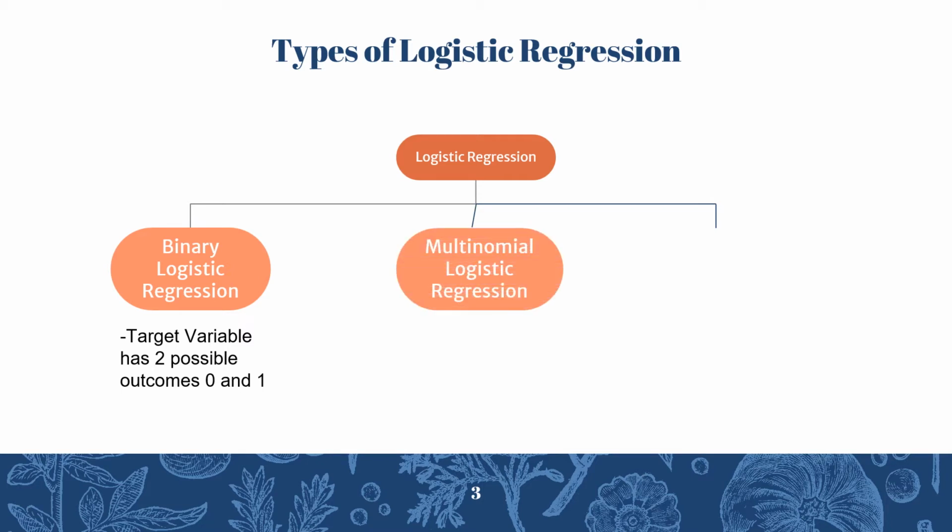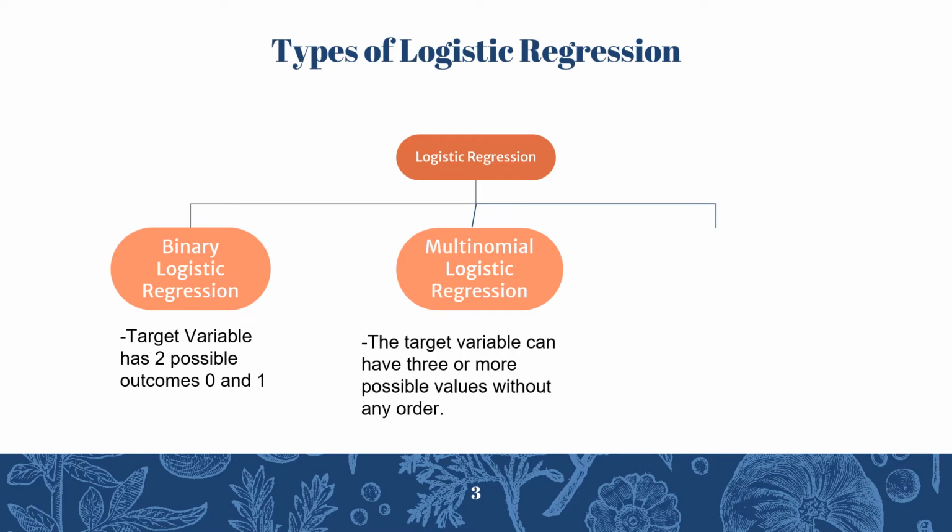The next type is the multinomial logistic regression. Over here, the target variable can have three or more possible values without any order. So for example, the type of mushrooms, the type of wine, the type of cuisines, these are all multinomial. You have more than three outcomes. The best part about multinomial logistic regression is that there is no order to these different types. It's not like after one, the other comes and so on and so forth. Over here, the order is not important at all.